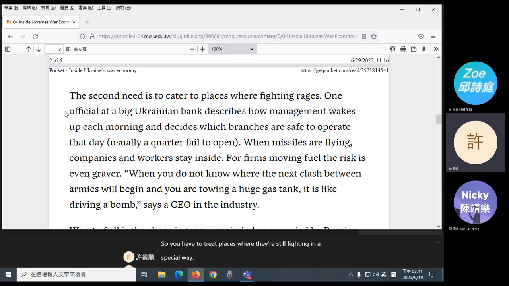One official at a big Ukrainian bank describes how management wakes up each morning and decides which branches are safe to operate that day. Usually a quarter fail to open. So for this bank, every morning, the management wakes up and has to decide, okay, is this bank safe enough to open? Is that bank safe enough to open? And every day, around 1/4 of the bank branches are not safe enough to do business.